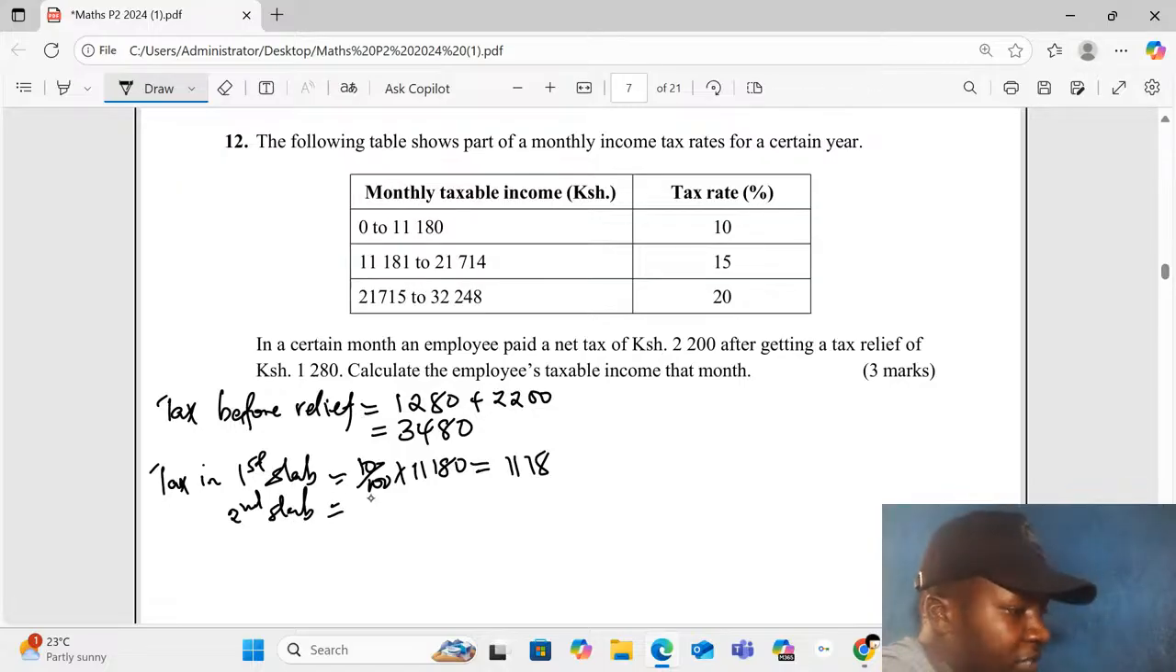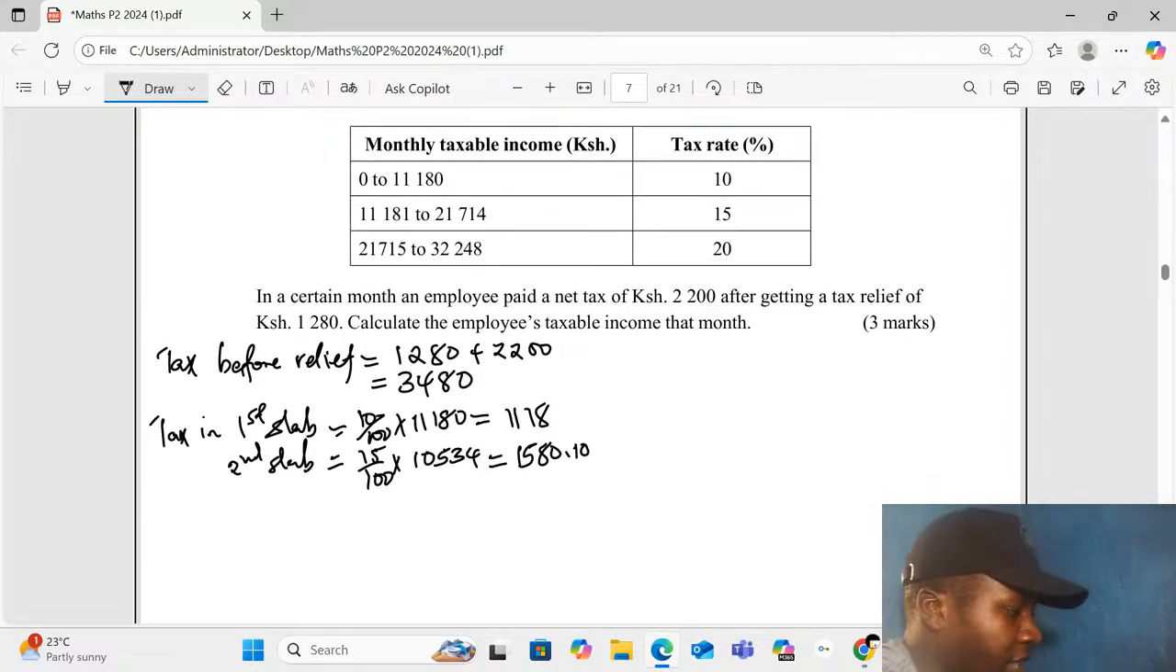whereby we have 15 over 100 times the difference from 11,181 to 21,714 becomes 10,534. Now 10,534, now you get 1580.10.